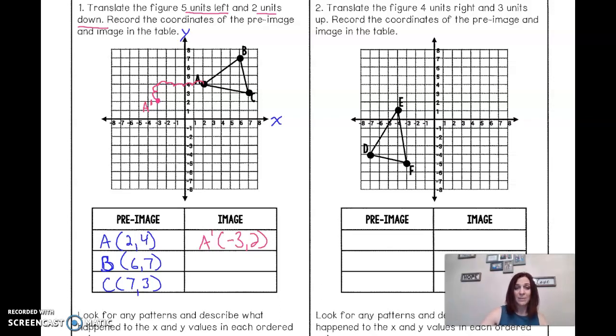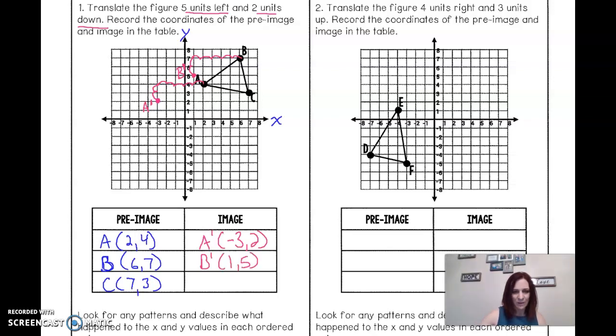All right, so now we do the same thing with B. We're going to go to the left 5, 1, 2, 3, 4, 5, and we're going to go down 2, 1, 2. Sorry, my marks are off just a little bit, okay? But this will be right here. So this is B prime. That's how we know it's kind of the image of B. And B prime is going to be at 1, 5.